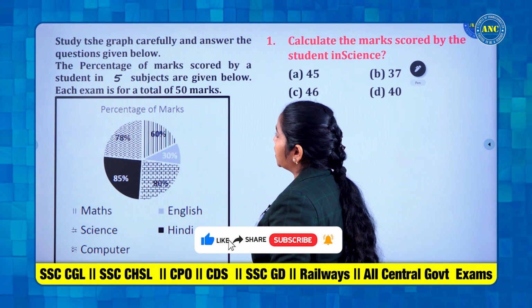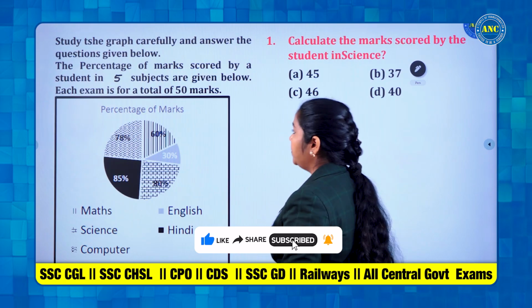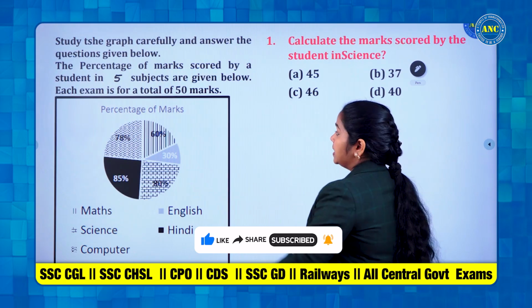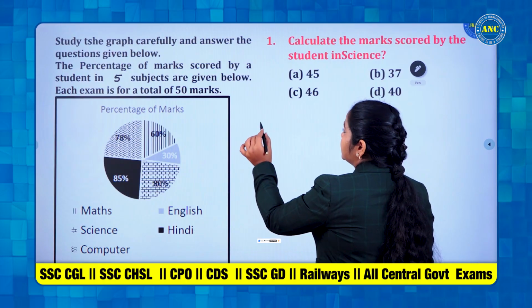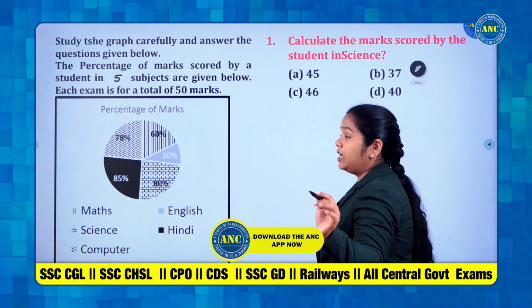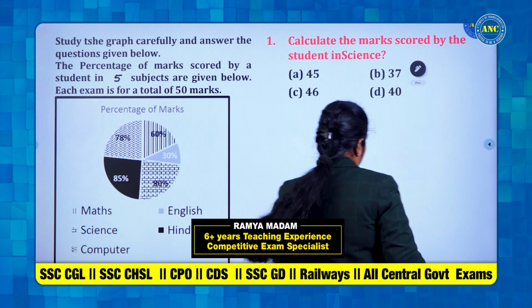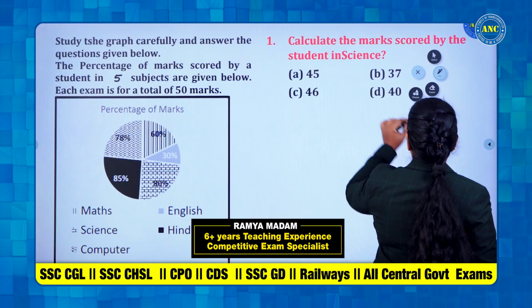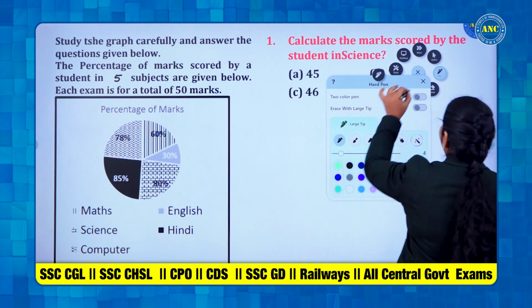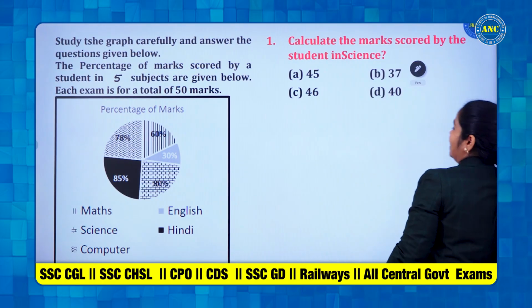Carefully and answer the questions given below. So, here they are saying that the percentage of marks scored by a student in 5 subjects are given below. So, there are 5 subjects. I will change the color of the pen. We were loving green color, no? So, yeah, let me go with green color only.